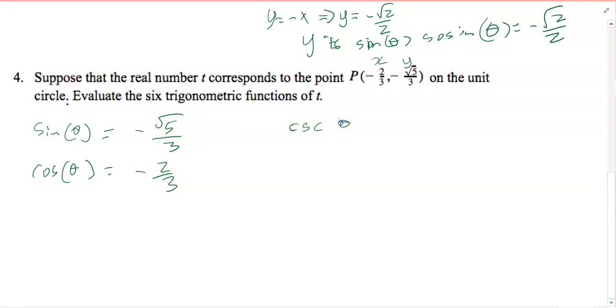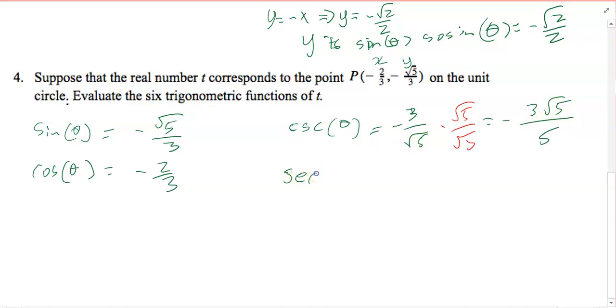From this, we can find our cosecant of theta, which is just 1 over sine of theta, so that's 1 over negative radical 5 over 3, that's negative 3 over radical 5. We want to rationalize that by radical 5 over radical 5. And so we end up with negative 3 radical 5 over 5. Okay, the secant of theta, which is 1 over cosine of theta, so that's going to be negative 3 over 2.